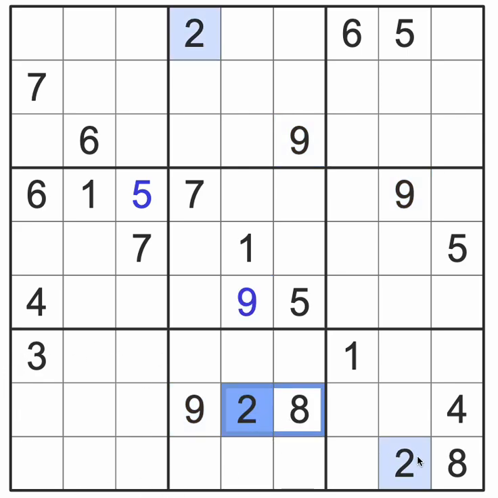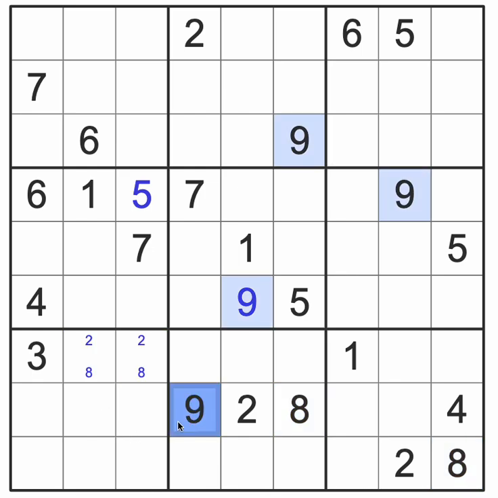Here's 2 and 8, and here's another 2 and 8. That means I cannot use 2 or 8 in all these cells in box 7. So 2 and 8 have to use these 2 cells. So it's a double. Double means I cannot place any other number in these cells.